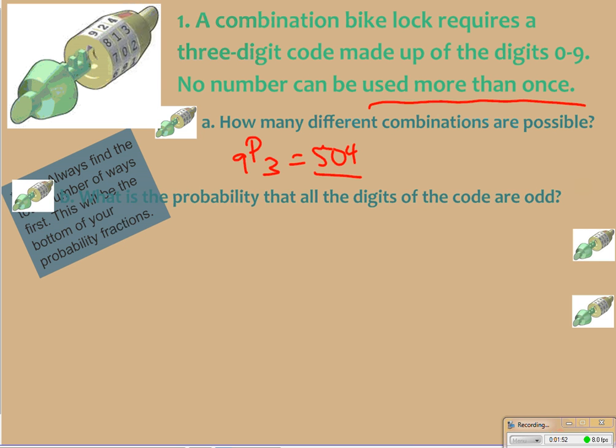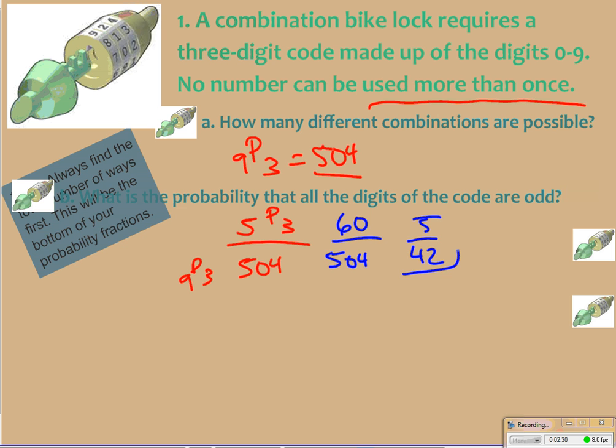So what's the probability that all the digits of the code are odd? From 0 to 9, 1, 3, 5, 7, 9, there are 5 odd numbers. So what this is saying is, out of the 5 odd numbers, choose your 3, and that's going to be out of 504. This is that 9P3 part that we were talking about before. So 5P3 is going to be 60. So that probability is going to be 60 out of 504, which simplifies to 5 over 42.